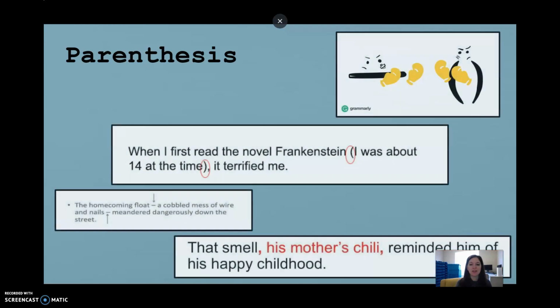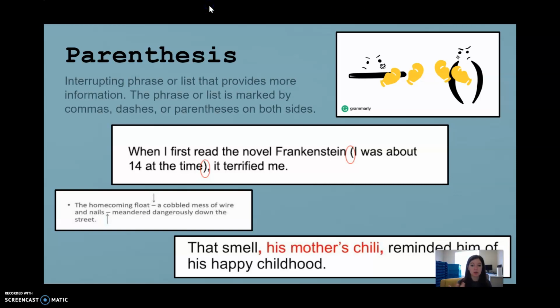All right, let's look at parenthesis. So in our previous videos, we learned about syntax, and parentheses were used in there. So this goes hand in hand with some of those syntactic lessons. A parenthesis occurs when you have an interrupting phrase or list that provides more information. The phrase or list is marked by commas, dashes, or parentheses on both sides. So this might remind you of patterns, I believe 7 and 7, the 7 patterns, they utilize parenthesis.